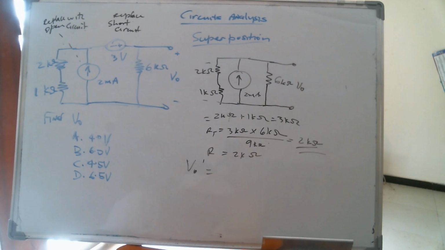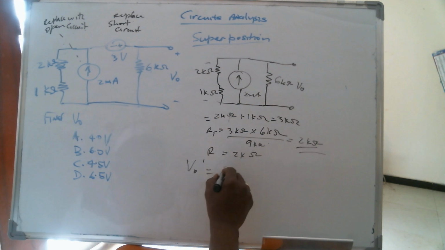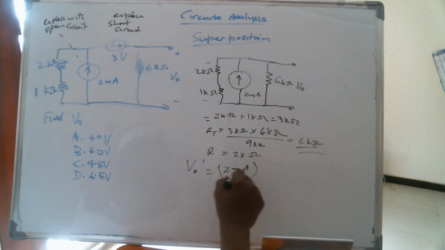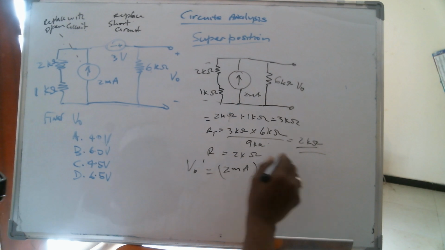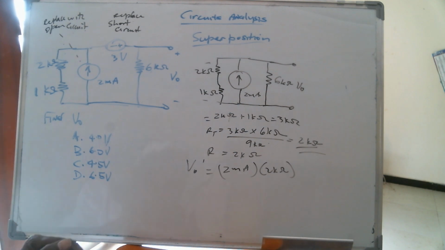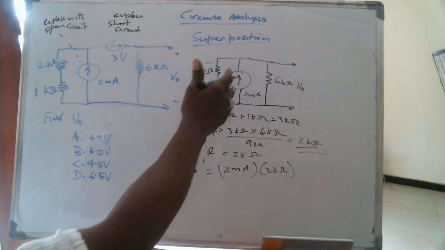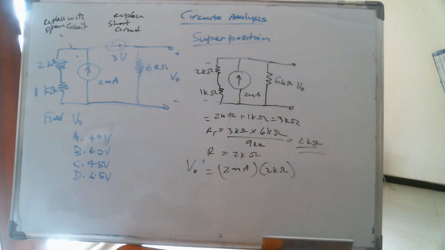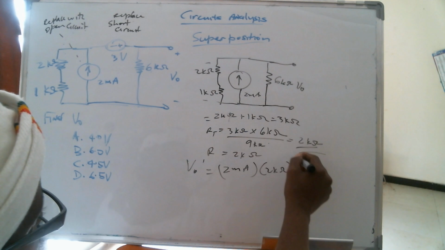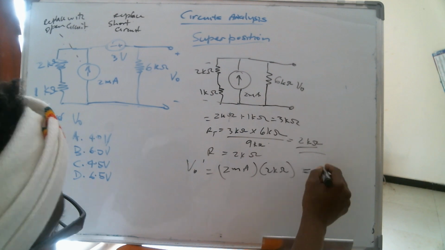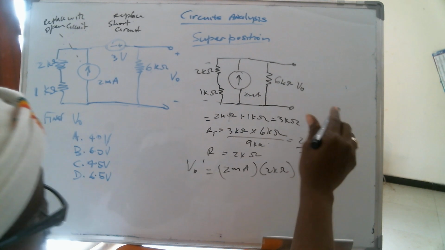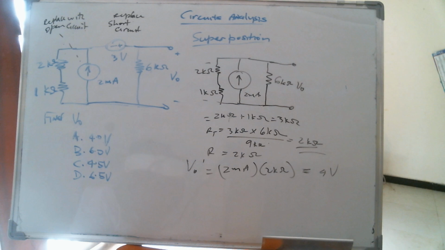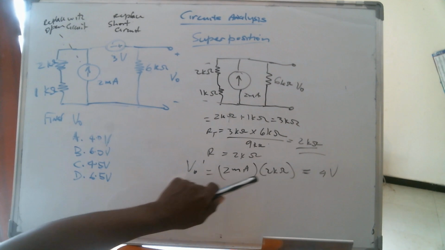It's actually what? What's the current? 2 milliamps, right? 2 milliamps multiplied by 2K ohms, right? The voltage is going to be 2 milliamps times 2K ohm, which was the resistance. That will work out for the total in this configuration, and that comes out to be 4 volts. So that 4 volts is the first voltage when the voltage source is off and we're only using the current source, right?